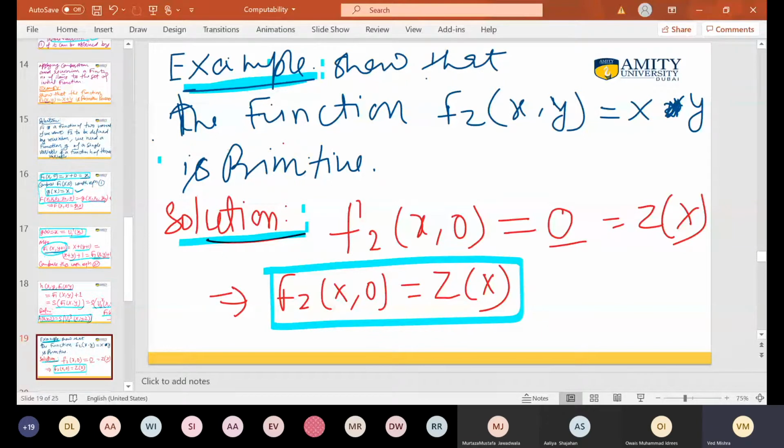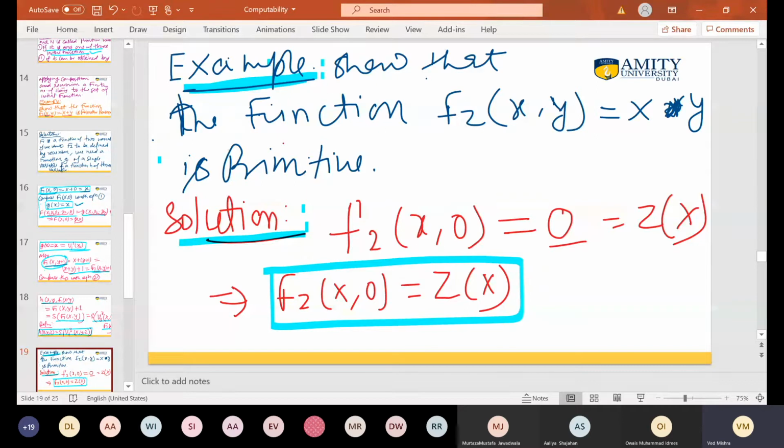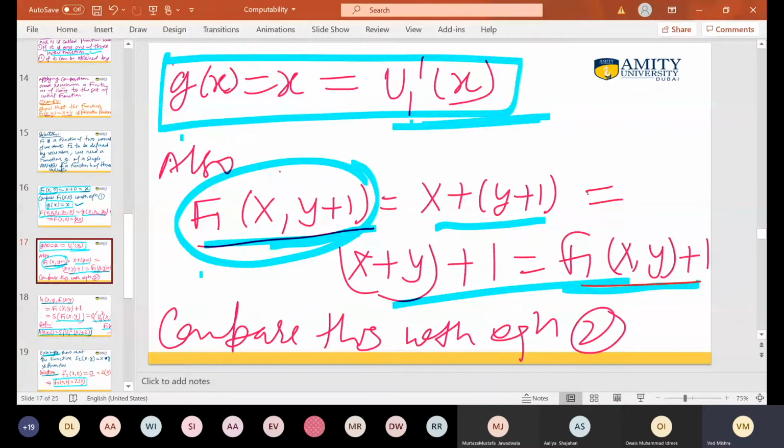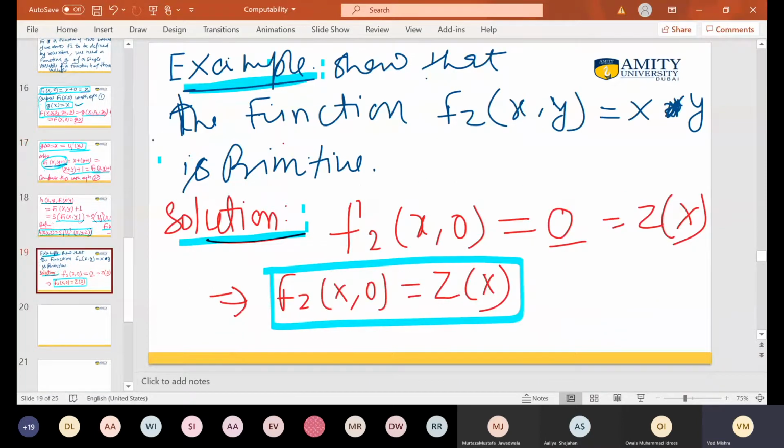Now what is the second step? For equation 2, you will calculate x y plus 1. Now y value will not be 0, y value you will write y plus 1. See here we were able to show the projection function, but in this case we are able to show 0 function, but that is initial function, not to worry.